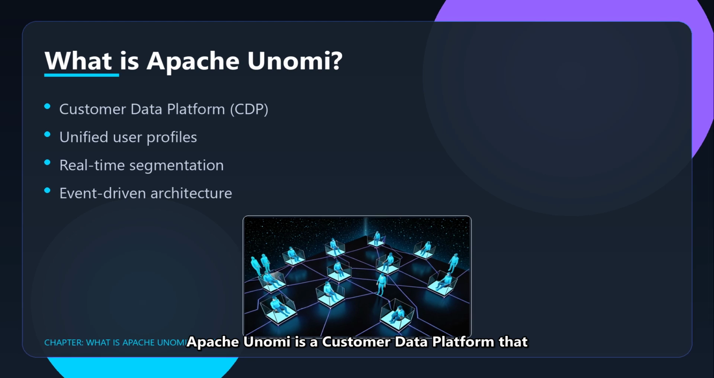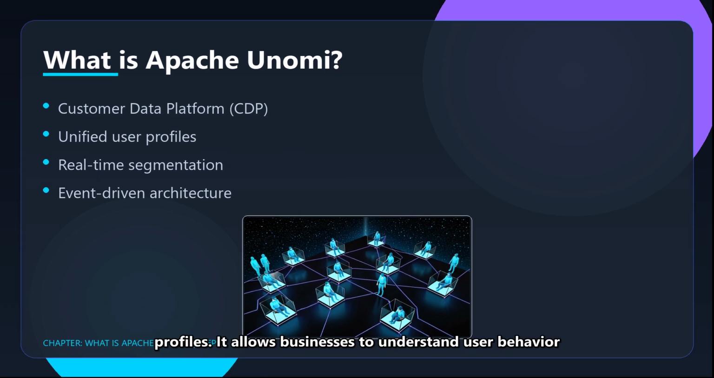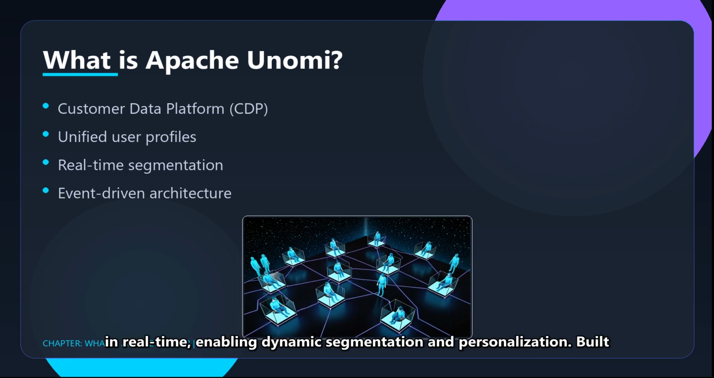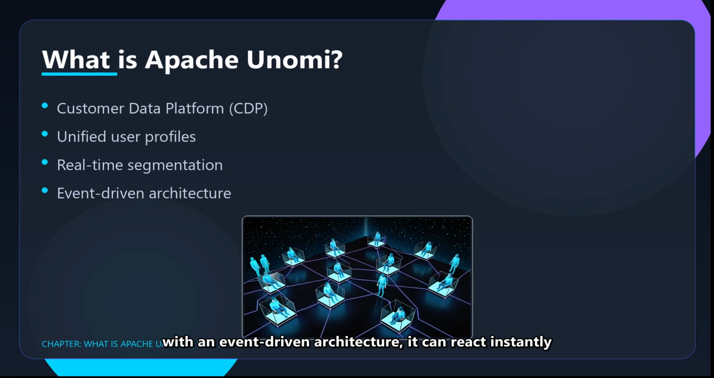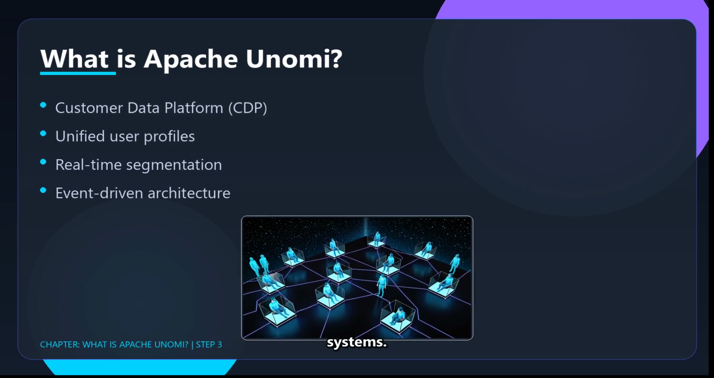Apache Unomi is a customer data platform that centralizes user data from multiple sources into unified profiles. It allows businesses to understand user behavior in real time, enabling dynamic segmentation and personalization. Built with an event-driven architecture, it can react instantly to user interactions across web, mobile, and backend systems.